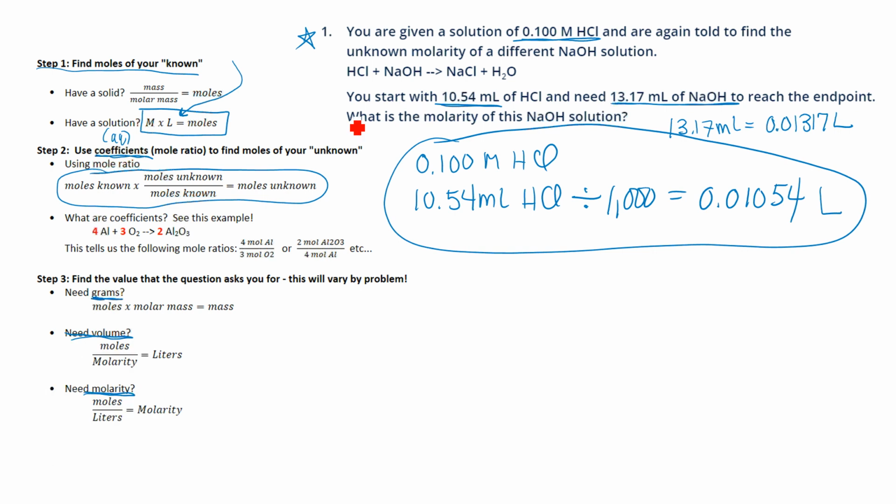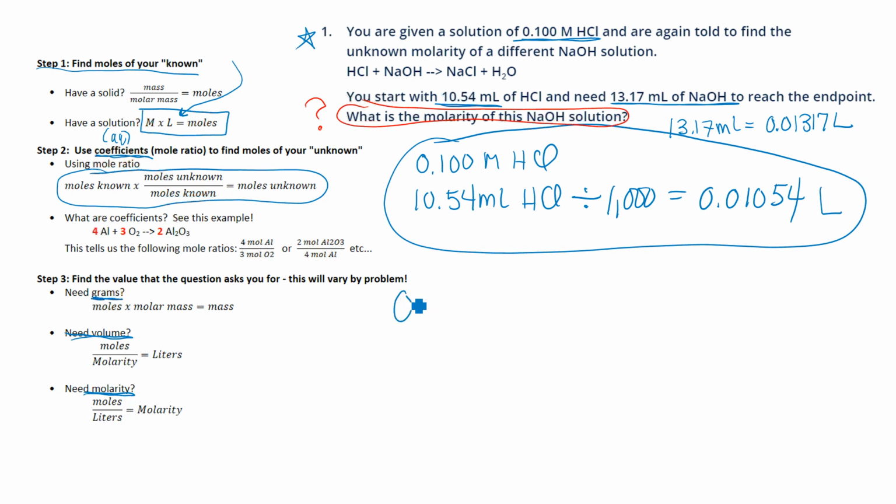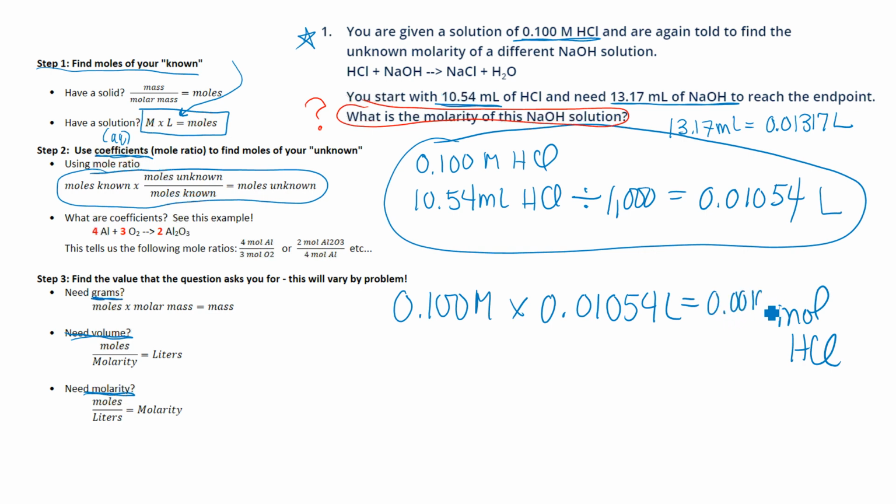Notice the question asks us, what is the molarity? So that is our unknown. All right, so step 1, we're going to find moles of our known. So we're going to take our molarity, which is 0.1 molar, times our liters, which is 0.01054 liters, and that is going to give us our moles of HCl. And so that is just 0.001054. Be careful keeping track of those zeros.